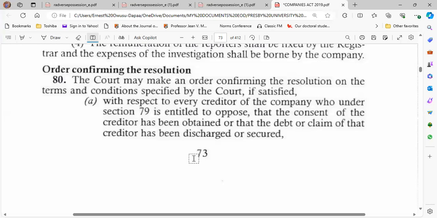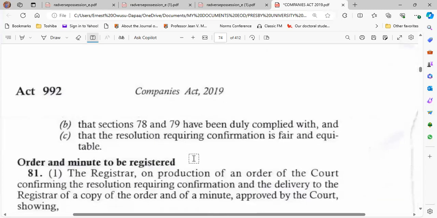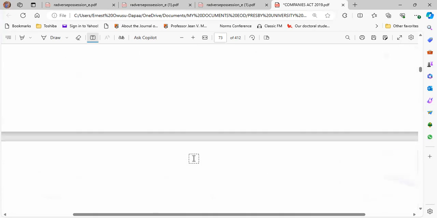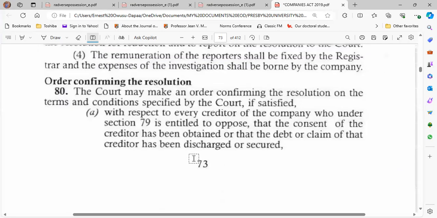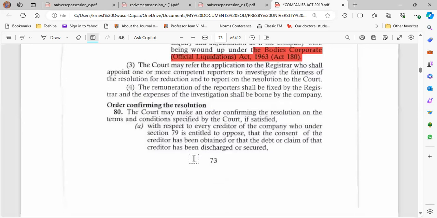For example, if you satisfy A, with respect to every creditor of the company who under Section 79 is entitled to oppose, that the consent of the creditor has been obtained or that the debt or claim of that creditor has been discharged or secured. Or B, that Sections 78 and 79 have been duly complied with, and that the resolution requiring confirmation is fair and equitable. So before the court will grant the confirmation, it will have to make sure that all these things are actually met.